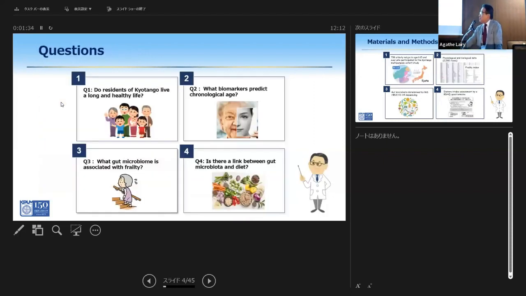Okay, today I have four questions. One is, do residents of Kyotango have a long and healthy life? Second question is, what biomarker predicts biological age? Recently, compared to calendar age, biological age is very important to measure longevity or healthy longevity. The third question is, what gut microbiota is associated with frailty? Today, I will focus on frailty. And finally, is there a link between gut microbiota and diet?